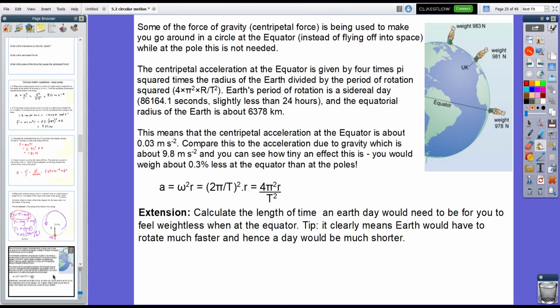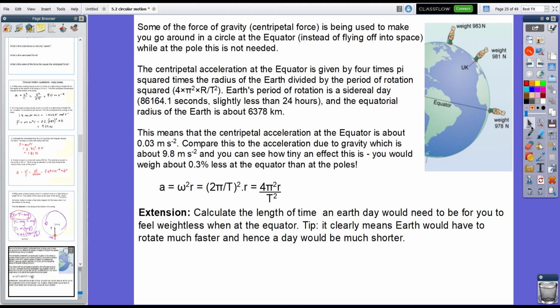Interesting little extension now we can do here. Let's just look at the Earth. Interesting little fact: what we see in this diagram is that your apparent weight appears to change. The gravitational force of the Earth doesn't really change, but your weight will actually decrease as you get towards the equator. Let's try and explain why that is. Some of the centripetal force is being used to make you go around in a circle at the equator instead of flying off into space.